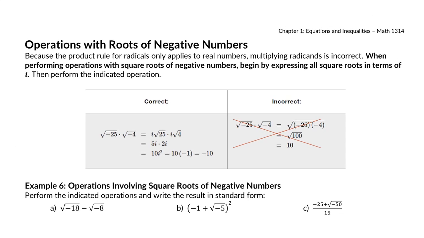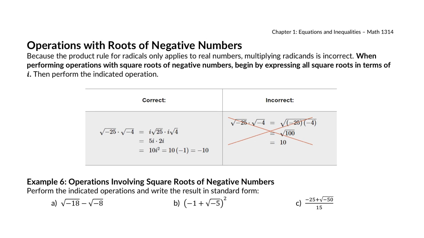So let's talk about operations. Because the product rule for radicals only applies to real numbers, multiplying radicands is incorrect. When performing operations with square roots of negative numbers, begin by expressing all square roots in terms of i and then performing the indicated operation. Otherwise, it will not work.